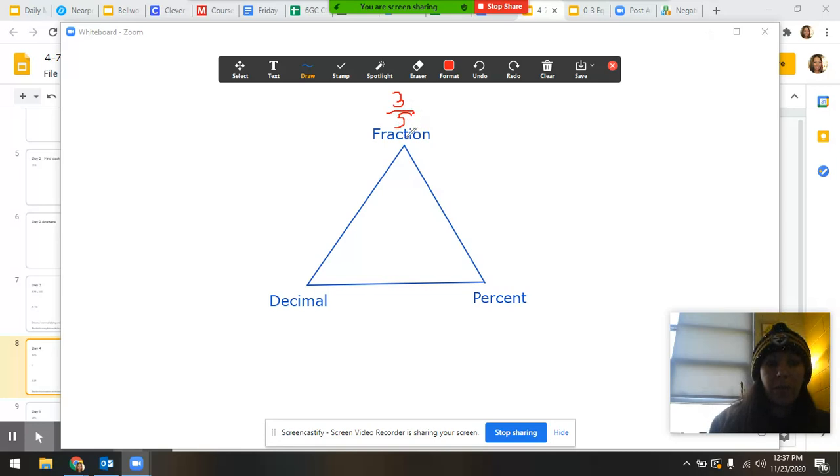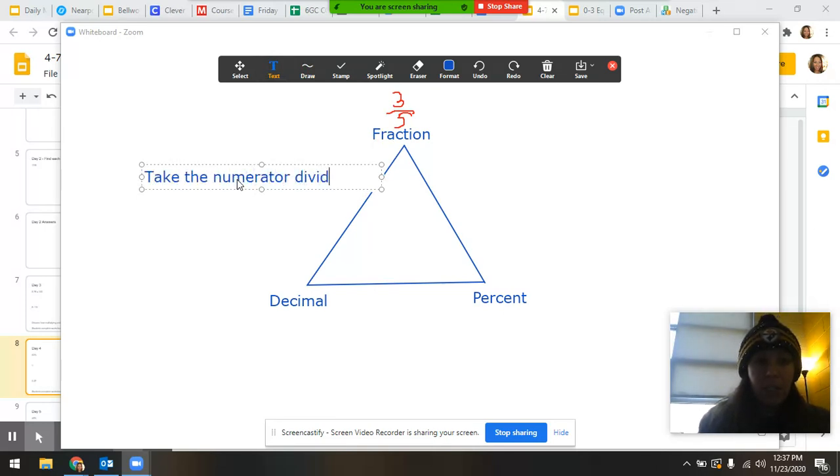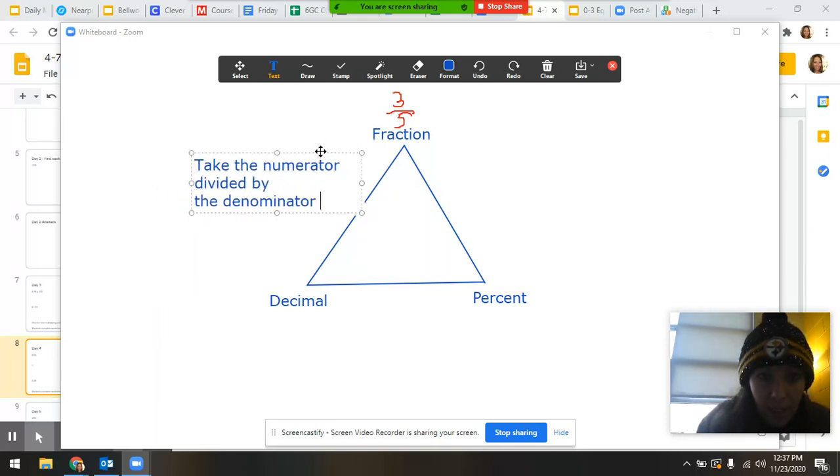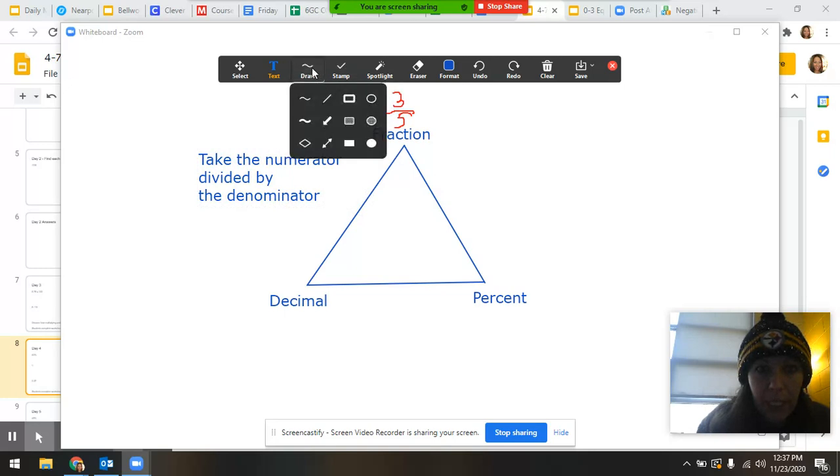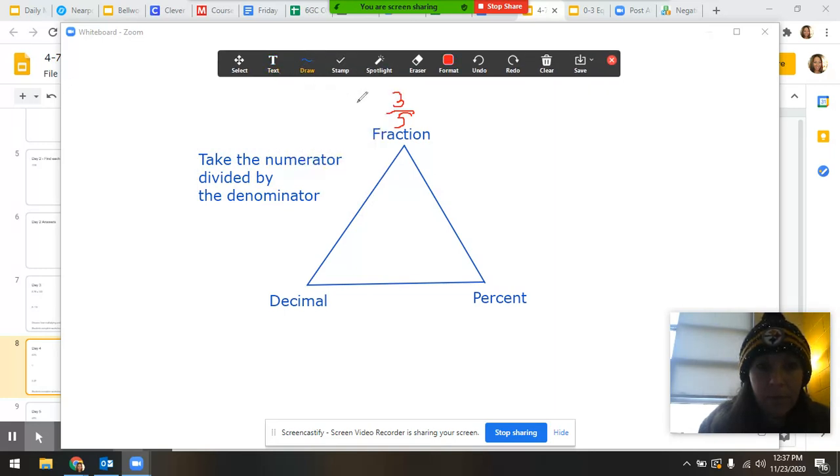So if we're going from fraction to decimal, we're going to take the numerator divided by the denominator. All right. So I'm going to take 3 divided by 5.